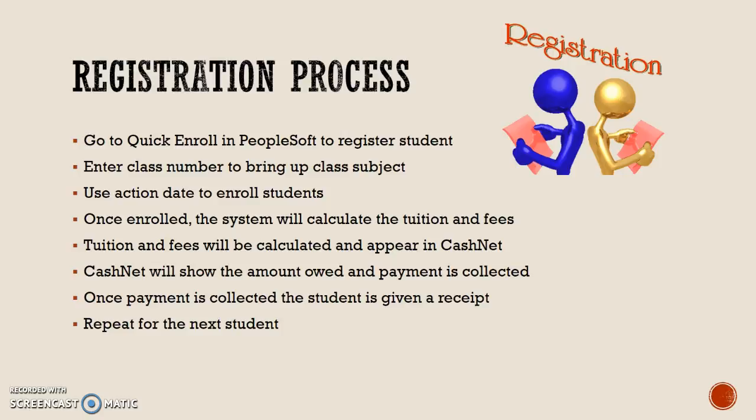Once the student is enrolled, the system will automatically calculate the tuition and fees. Tuition and fees will then be calculated and appear in CashNet. Once CashNet is open, it will show the amount owed and payment will be collected. Once payment is collected, the student will be given a receipt and it is repeated for the next student in line.